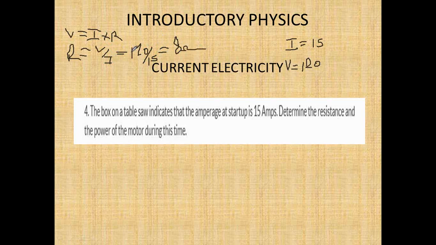Okay. So, and then, determine resistance and the power. So they want you to determine the power. You have multiple equations that you can use to calculate the power. You can use power equal to VI, the voltage times the current. You have the voltage 120, current is 15, so you can use that. Or you can use V squared divided by R, or I squared divided by R. The simplest one is VI.